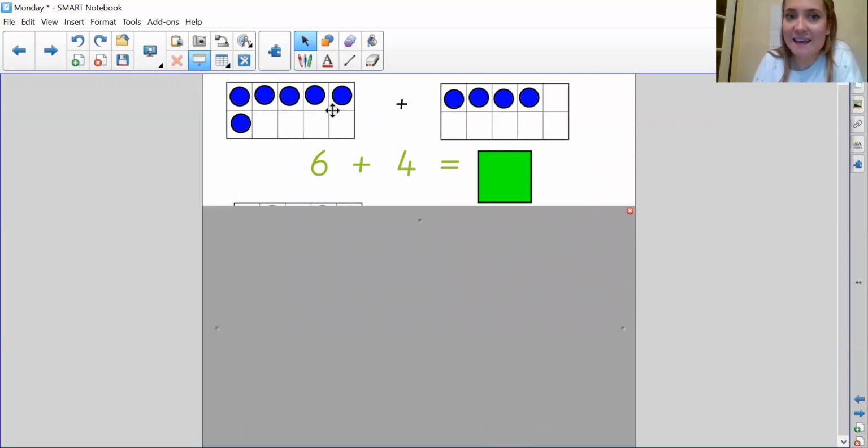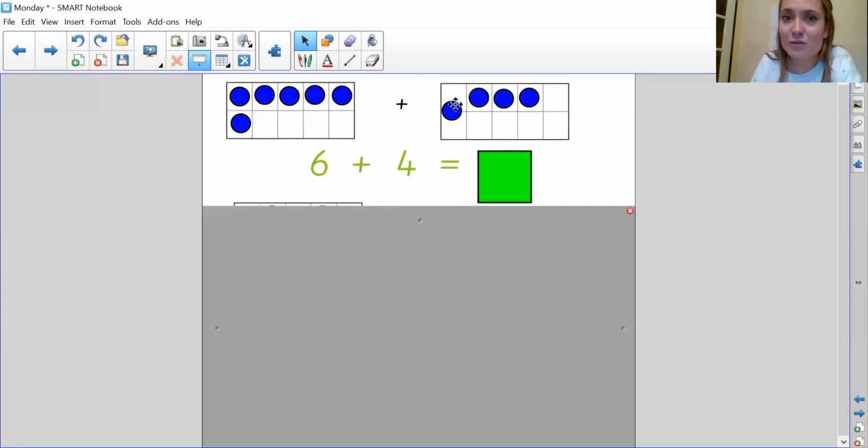Okay, let's have a look at my number sentence here. So I've got 6 on this side. And how many have I got on this side? That's right, I've got 4. 6 add 4. And I've written my number sentence down here. Read it with me. 6 add 4 equals something. Shall we find out what it is? Do you think you know? Can you tell me? I know that some of you know already.